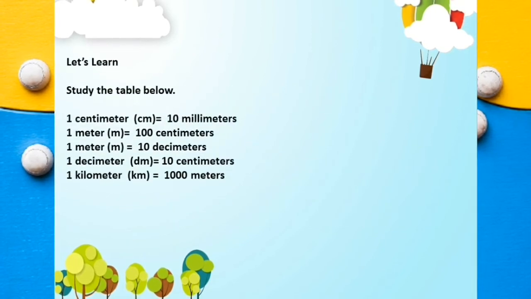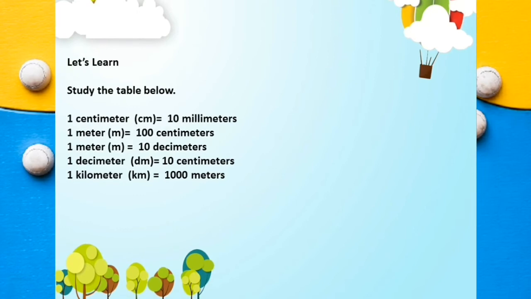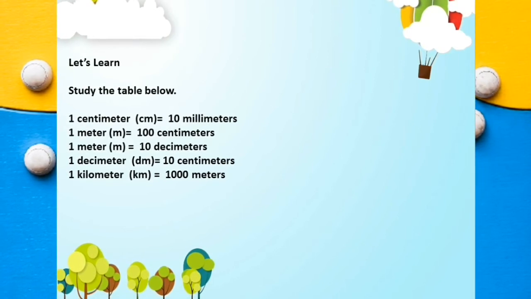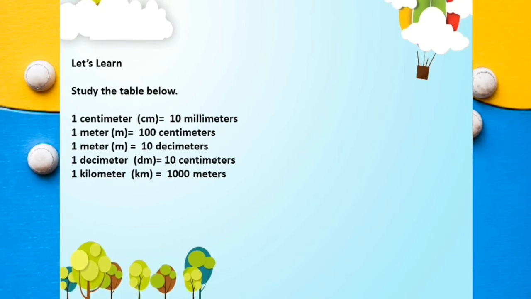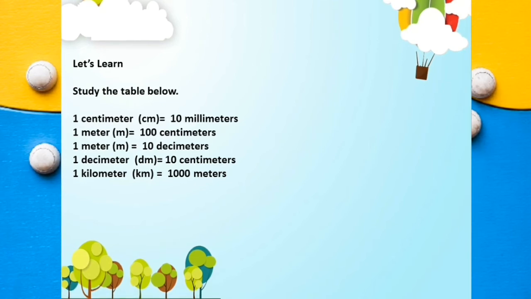So, let's learn. Study the table below. We have the values. 1 centimeter is 10 millimeters. 1 meter is 100 centimeters. Kaya nang ginawa, sagot natin kanina, 1 meter is 10 decimeters. 1 decimeter is 10 centimeters. And 1 kilometer is equivalent to 1,000 meters.